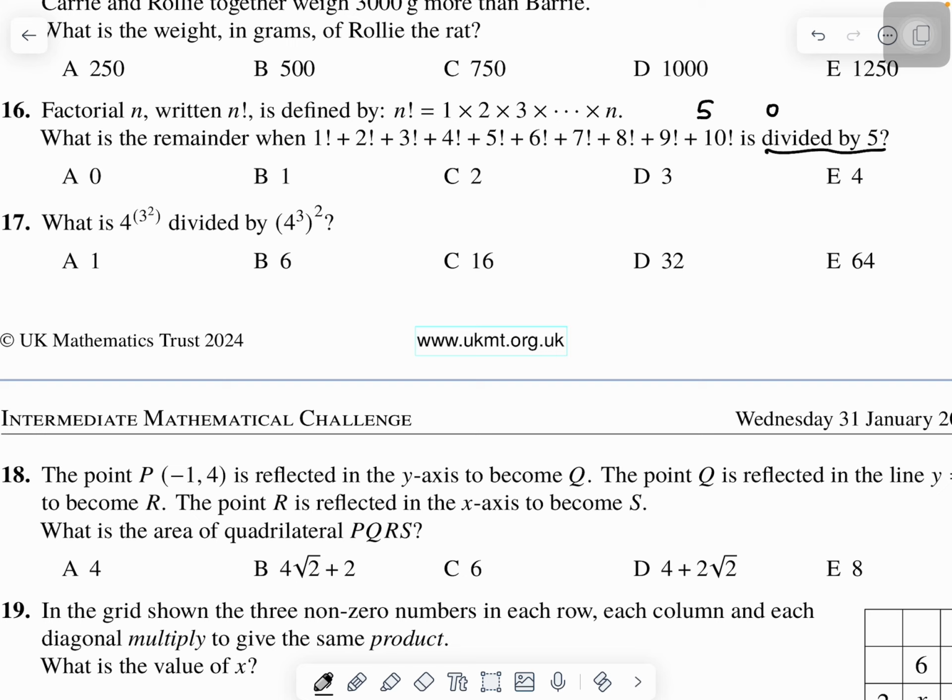When we divide by 2, the last digit should be an even number. When we divide by 3, the sum of all digits should be divisible by 3. For example, 111 can be divided by 3 because 1 plus 1 plus 1 is 3. 234 is divisible by 3 because the sum becomes 9. Likewise, a multiple of 9 has the same character. This is divisible by 9 because the sum of the digits is divisible by 9.